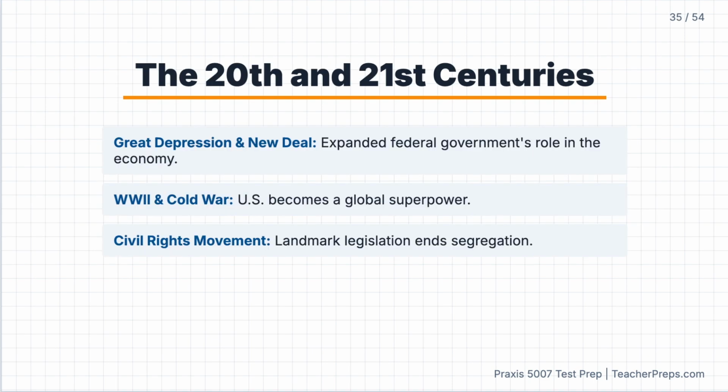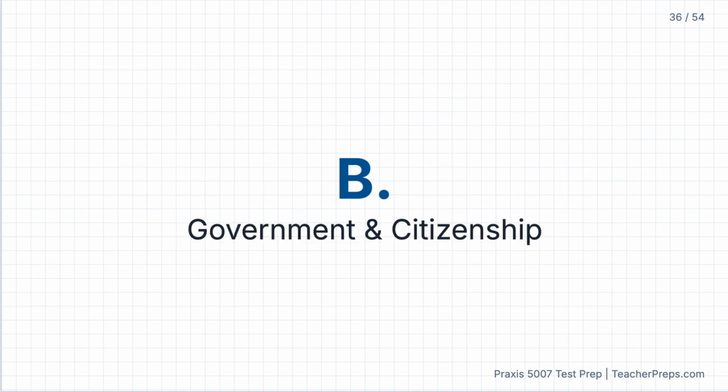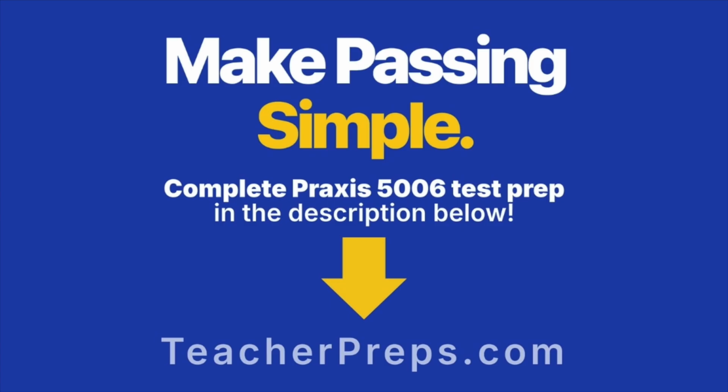In the modern era, major crises like the Great Depression and World War II dramatically increased the role and power of the federal government. All right, now let's go ahead and transition to our second major topic in this lesson, all about government and citizenship. Now, for your exam, understand that the basic functions of government are to keep order, provide public services, and in a democracy, protect citizens' rights.